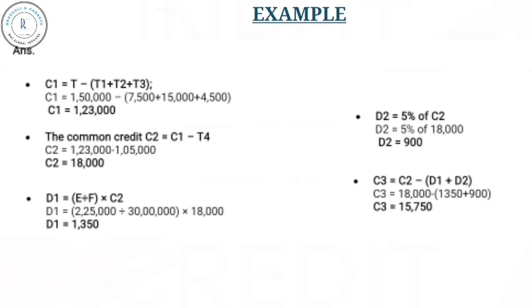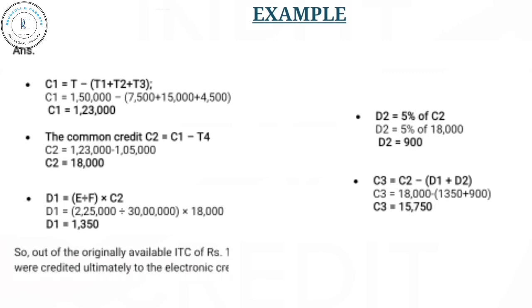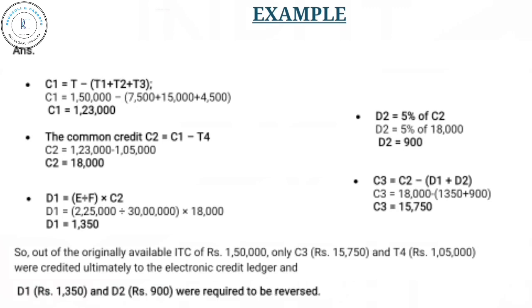C3 equals 15,750 rupees. So, out of the originally available ITC of 150,000 rupees, only C3, 15,750 rupees, and D4, 105,000 rupees, were credited ultimately to the electronic credit ledger, and D1, 1,350 rupees, and D2, 900 rupees, were required to be reversed. So, that is all for this topic.